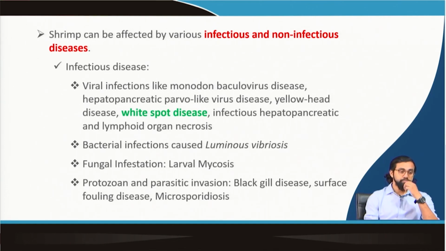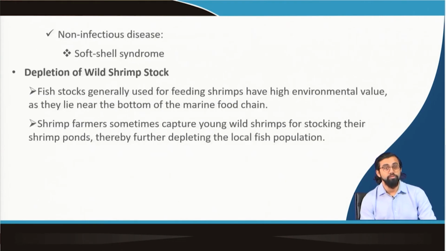We should follow in our system, in our farm, so as to get rid of these kinds of diseases or infections. Non-infectious diseases like soft shell syndrome may occur because of the unavailability of specific elements. Shells are normally made of calcium and magnesium compounds, and there is a chance of decrement in these elements, and it can cause different types of disease like soft shell syndrome.